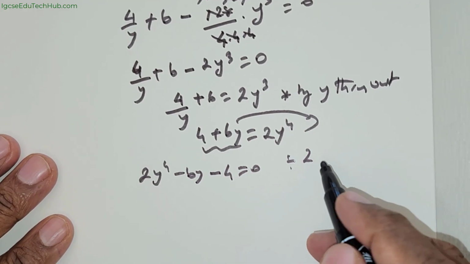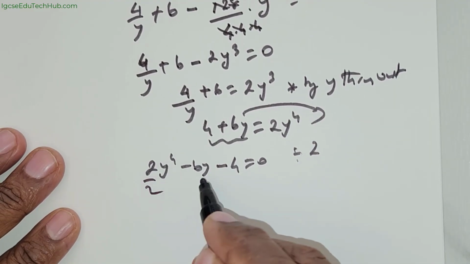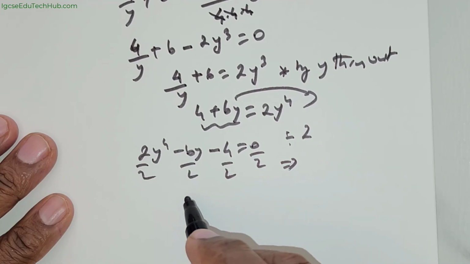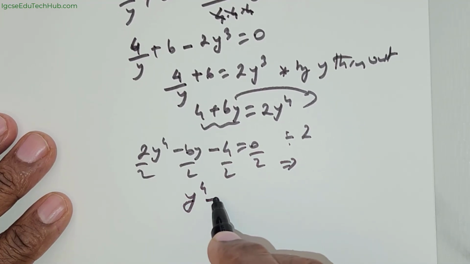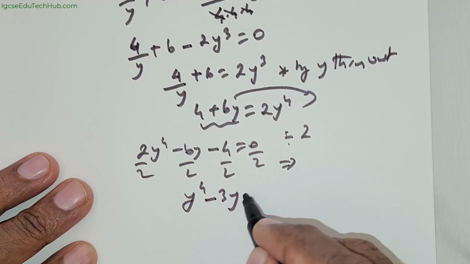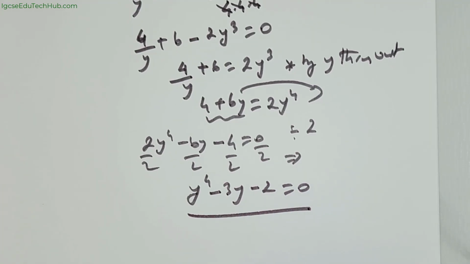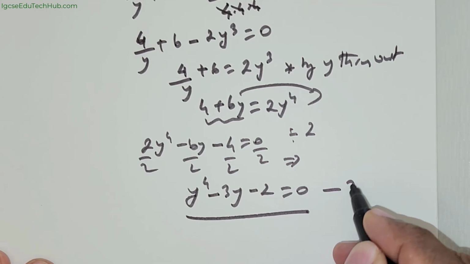Then I divide by 2, divide by 2, divide by 2, divide by 2. This is going to give me y to the power of 4 minus 3 times y minus 2 is equal to 0. Okay, now this is going to be my 3.